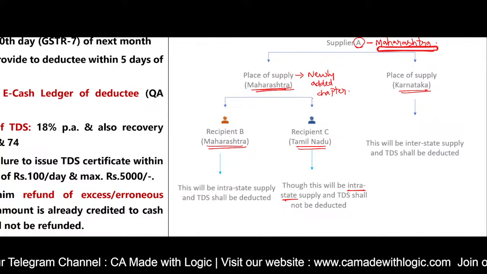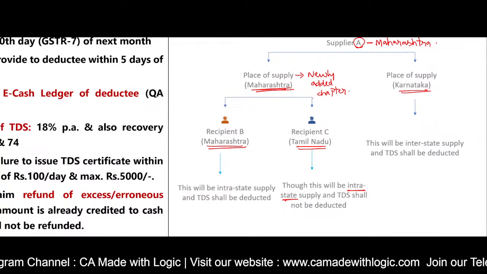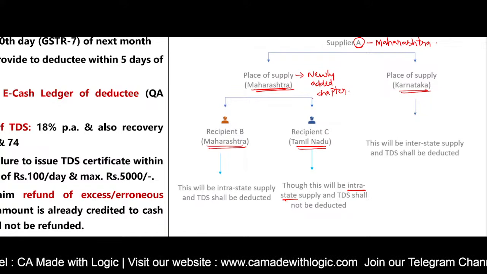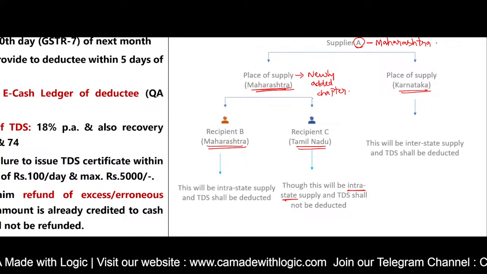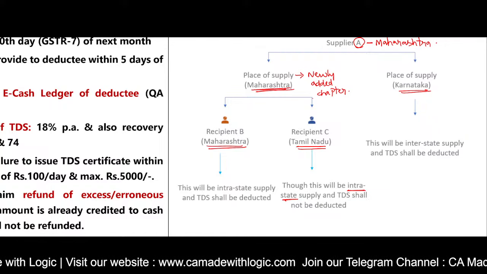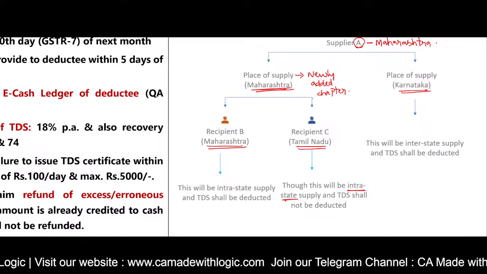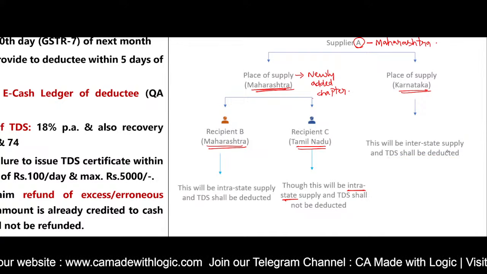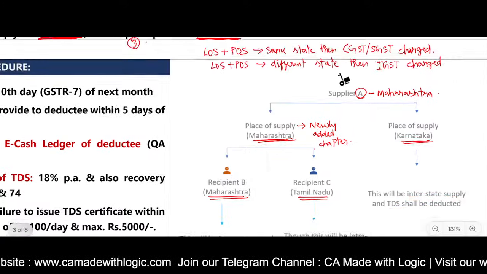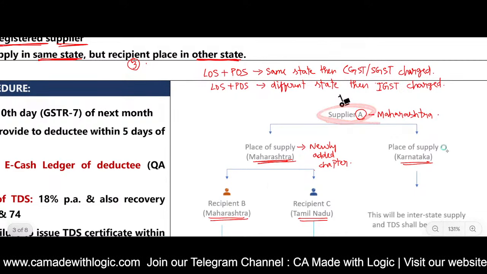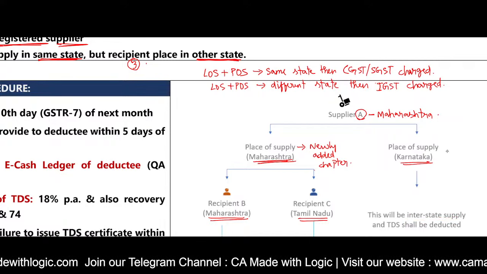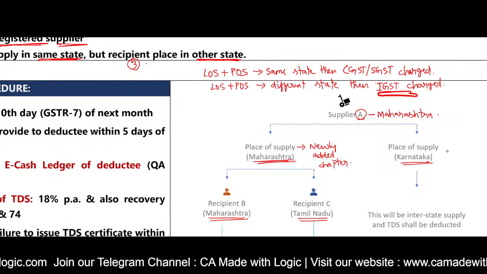If the supplier is located in Maharashtra, he is doing business in Maharashtra and place of supply is in Karnataka, then whether you need to deduct TDS or not? You have to deduct the TDS. Since the location of supplier and place of supply are in different states, it is an interstate supply and IGST will be charged.